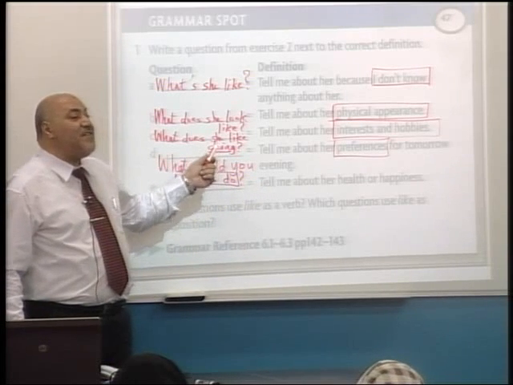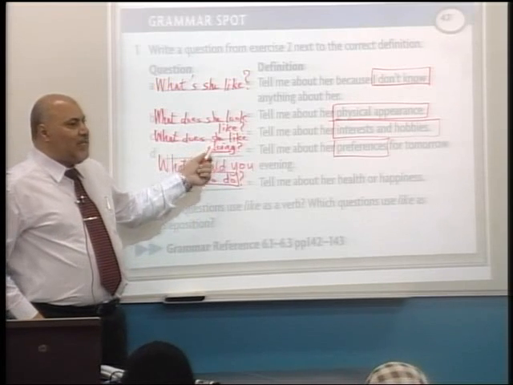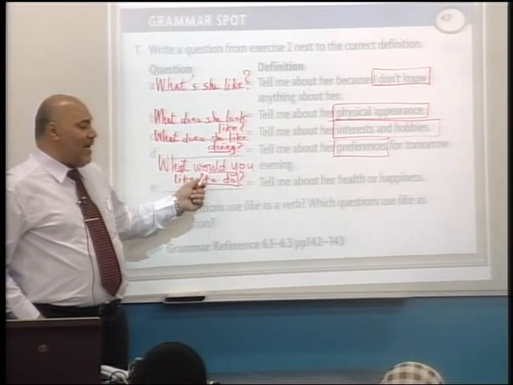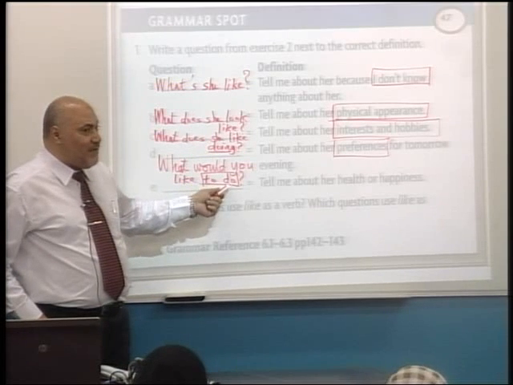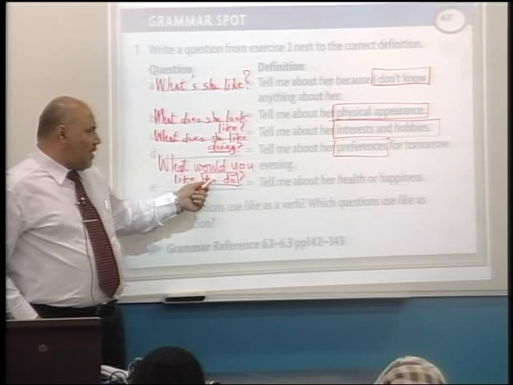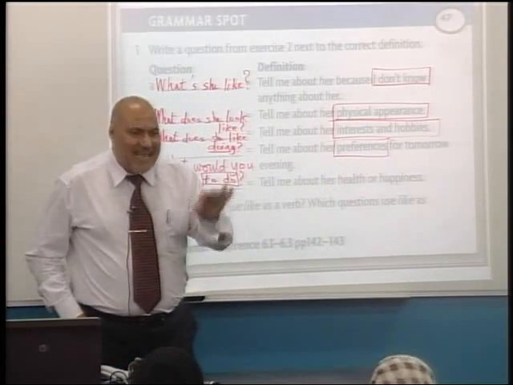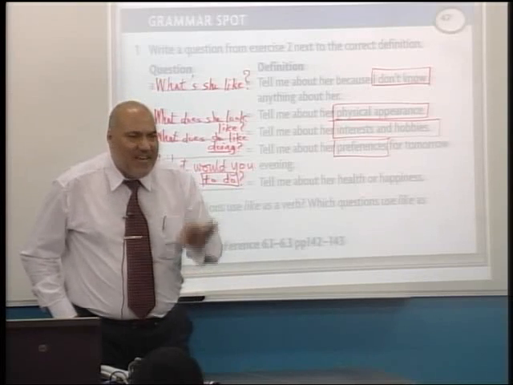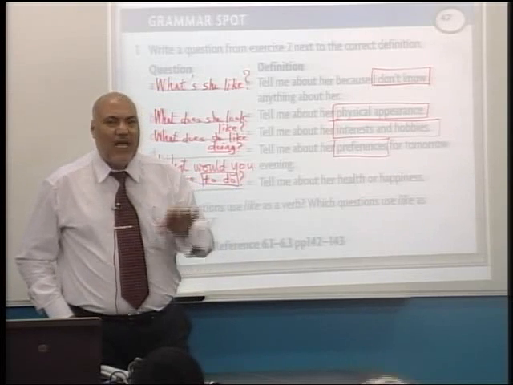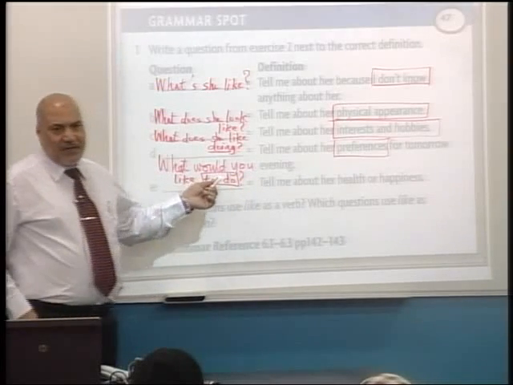Because I'm asking about the verb. Here I'm asking the verb in the gerund. Here I'm asking about a verb in the infinitive. So this is general, this is just now. Preference means what I want now, what I prefer now. I'd prefer, I want, I'd love, I'd like to do something.